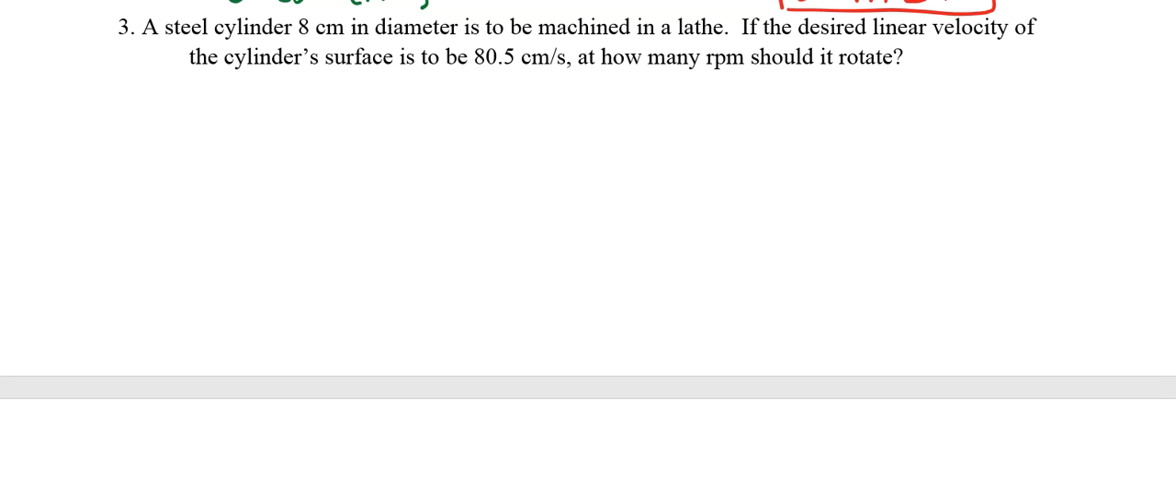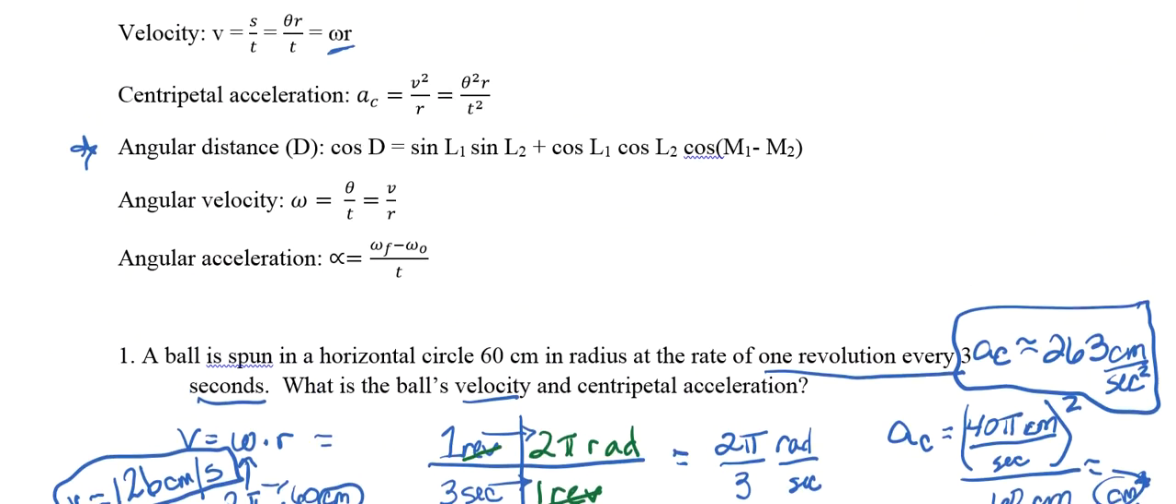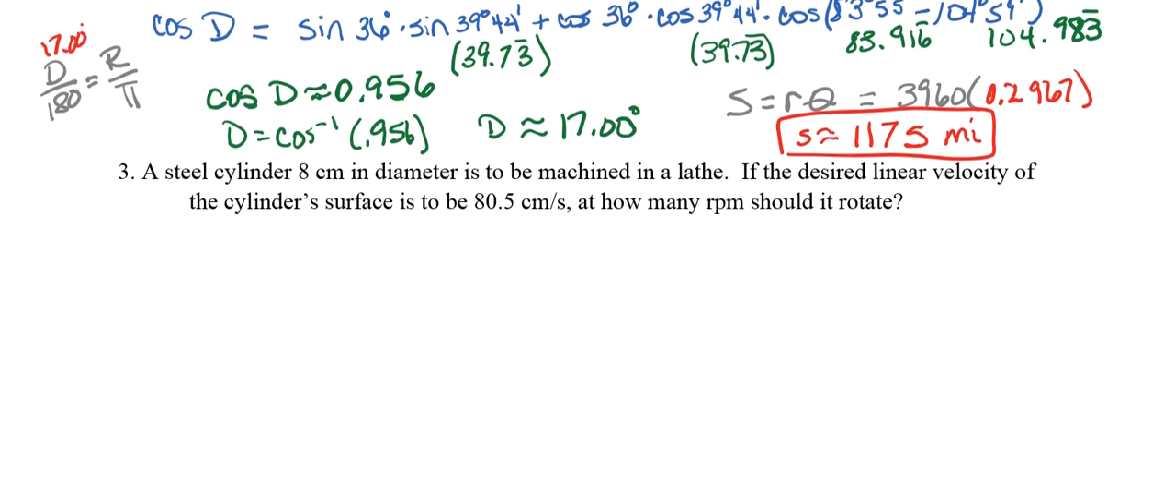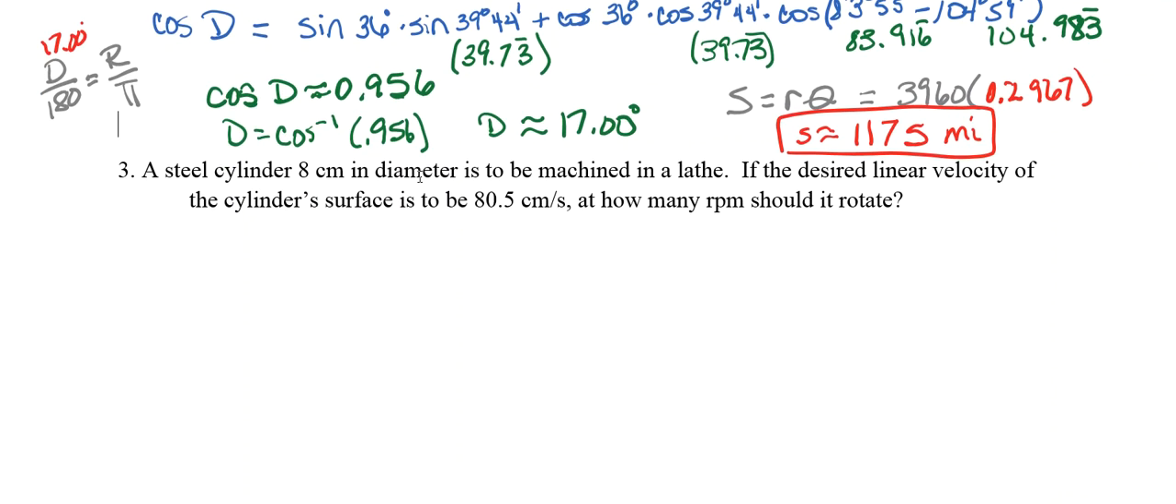So I know I have to do something with how many times it goes around and time, which makes me think of angular velocity. If I look at the angular velocity formulas, I have either the angle divided by time or velocity divided by the radius. So let's see what we have. We have diameter, which means we have radius, and we have 80.5 centimeters per second, which is the velocity. So we should do the velocity over the radius. That's going to be our formula.